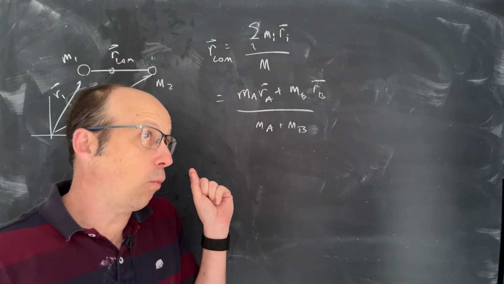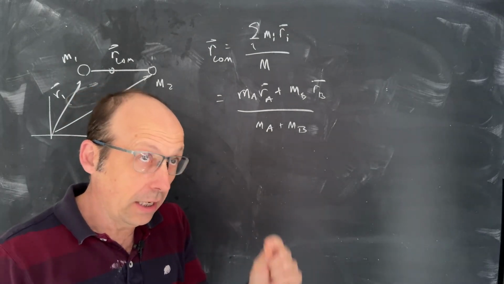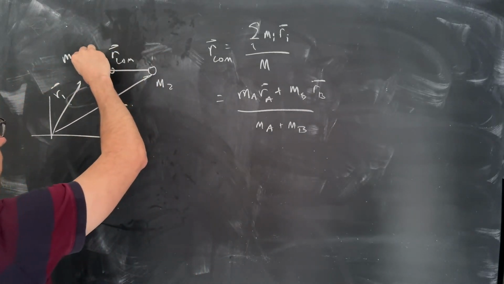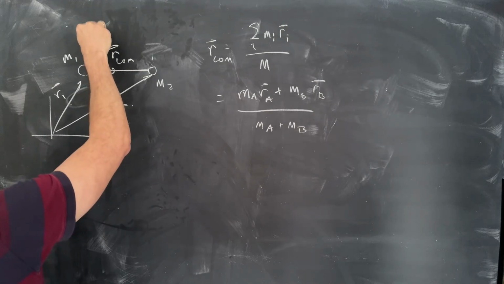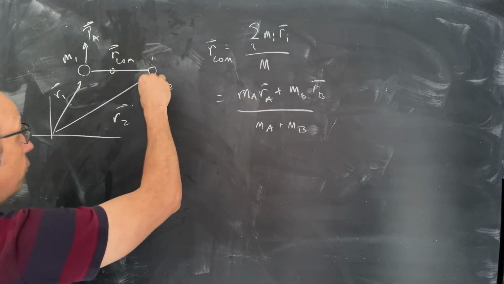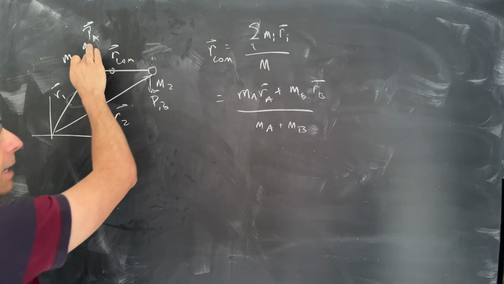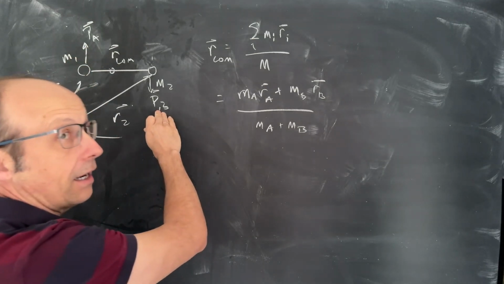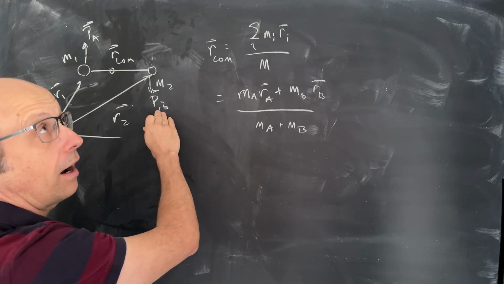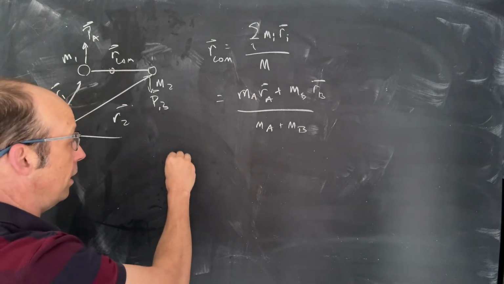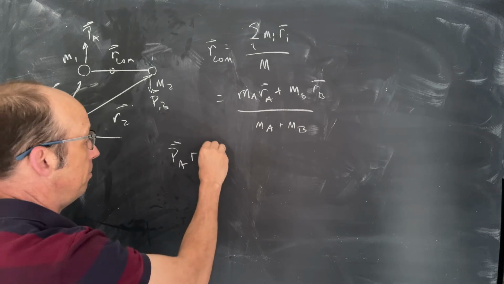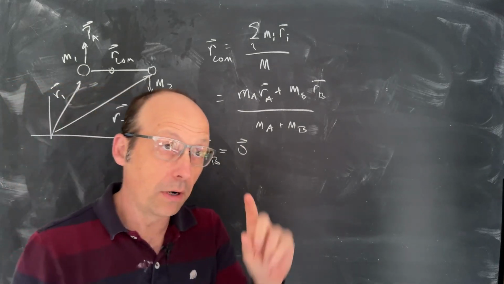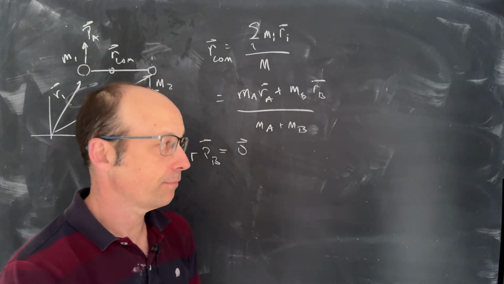Now, if I want the center of mass to be stationary, then I need the total momentum to be 0. So let's suppose that this has a momentum, PA, and this would be PB. I can make that whatever I want, right? What I need to make is this have a momentum that's equal and opposite, such that PA plus PB is equal to 0. So if the total momentum is 0, then the center of mass will be stationary.